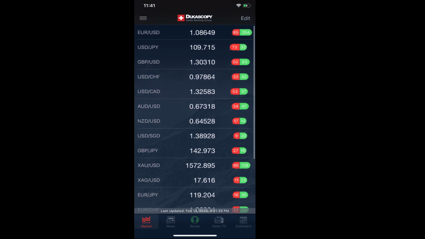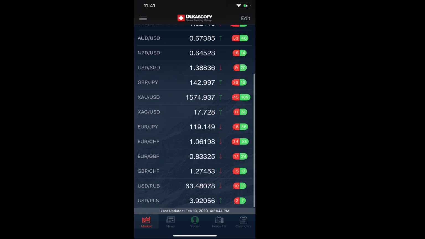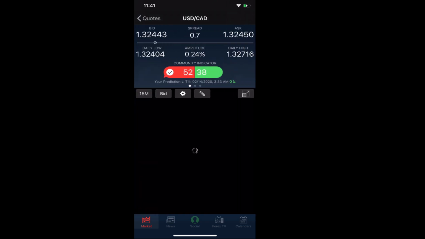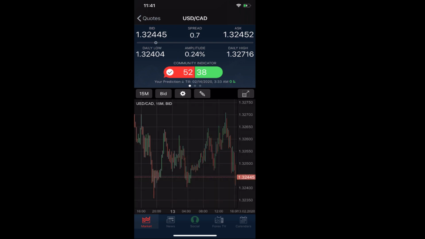When you open it up, the first page is a sentiment page. This shows you market sentiment, like what people are expecting for the current pair. If you click on, let's say, USD CAD, you notice there's this red bar, and then the green bar with 38, and the red bar with 52. This is basically saying that 52 people are expecting USD CAD to go down, and 38 people are expecting USD CAD to go up.